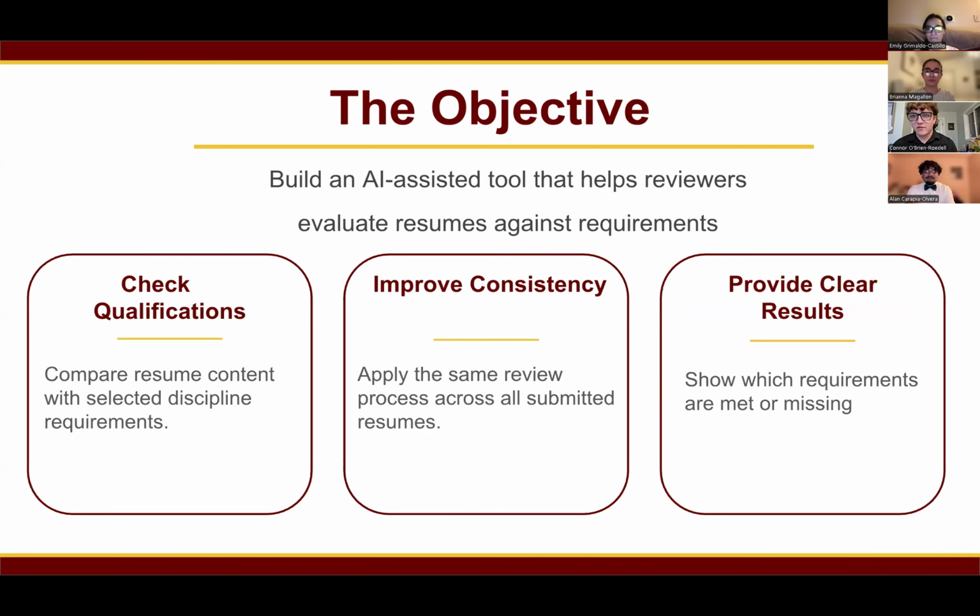So here's the objective we made to answer that problem. We are going to build an AI-assisted tool that will help reviewers evaluate resumes against these requirements. First, this AI needs to check the qualifications, so it needs to take all the resume content and check it across the qualifications. And then we're going to have this be very consistent. It's going to apply the same process across all submitted resumes, and it's going to reduce any sort of human error. And then it's going to have clear results so the people using the system can see if these resumes are matching up to the minimum qualifications or not.